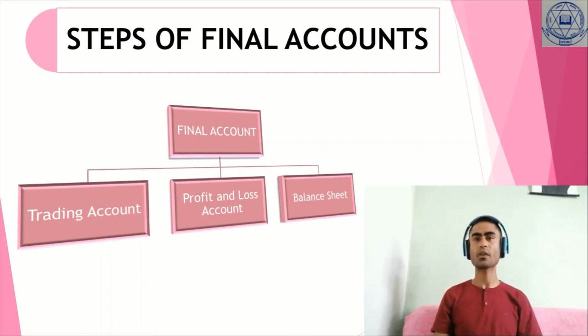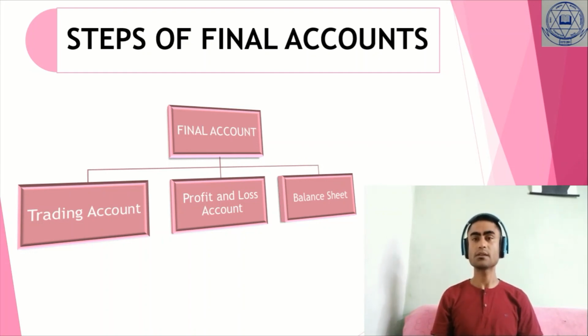In profit and loss account, we record the different transactions relating to the office. All the indirect incomes are recorded on the credit side, and indirect expenses are recorded on the debit side of the profit and loss account. Profit and loss account is prepared to find out the net profit or net loss of the business organization.